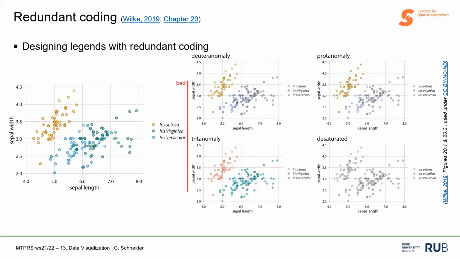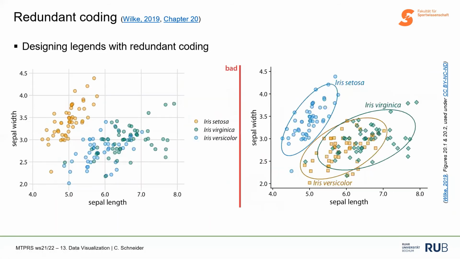So for example, there are possibilities to simulate different types of color blindness, and you can see that it's very difficult for many types of color blindness to get the different information out of this figure. How can we deal with this? We use redundant coding.